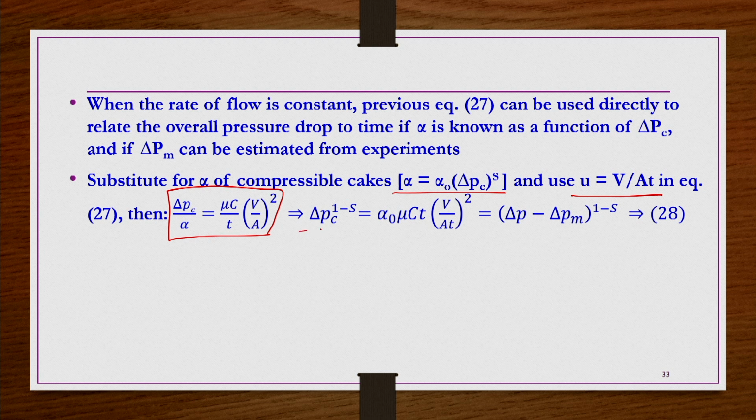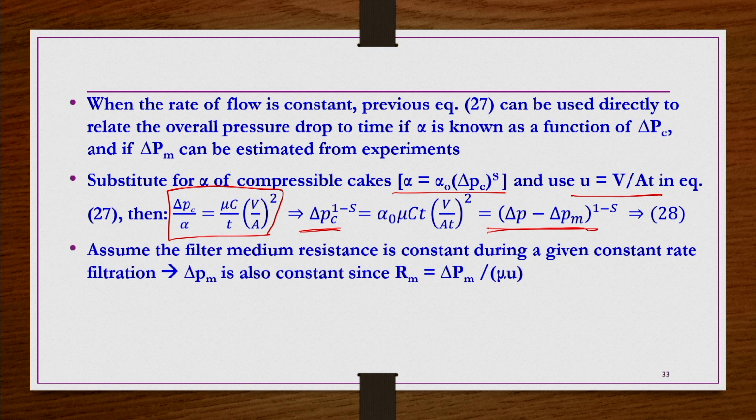Then rearrange, so all delta pc terms you write on one side. So, delta pc power 1 minus s is equal to alpha naught mu c t, V by At whole square, and delta Pc is nothing but delta P minus delta Pm, whole power 1 by 1 minus s. Assume the filter medium resistance is constant during a given constant rate filtration. So, delta Pm should also be constant, because Rm is nothing but delta Pm by mu u. u is constant for a constant filtration rate, and viscosity of filtrate is in general constant. So, if Rm is constant, then delta Pm should also be constant.